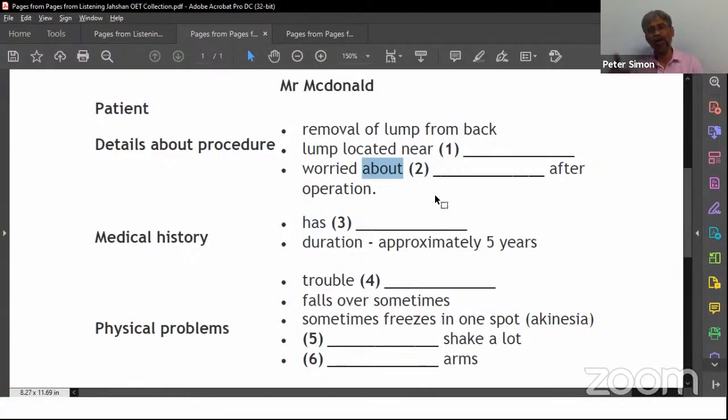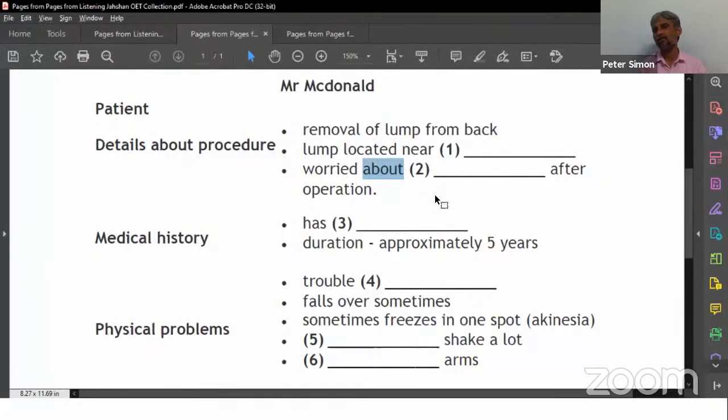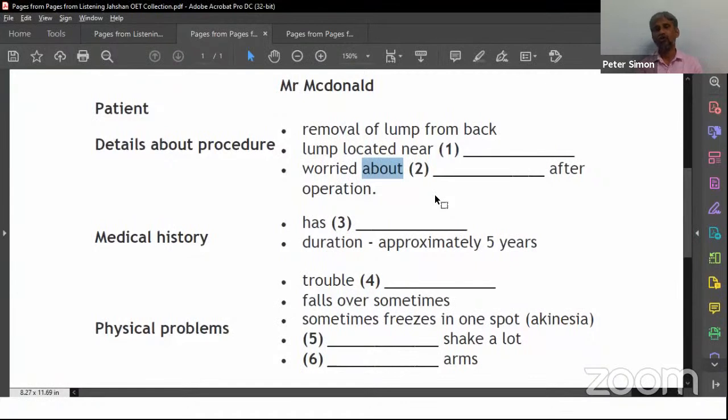After operation. After means when. So when, that is another question. When was he worried? After operation. So after, before, that means this is timing. That part, after operation, is answering the question when. About is answering the question what. Worried about what? Worried when? So you have to take the bits and pieces. Now I'm going to show you these things. If you can identify, it will be very easy for you to understand.